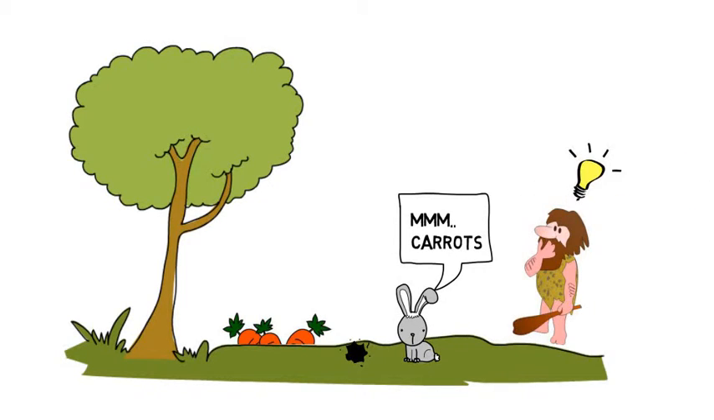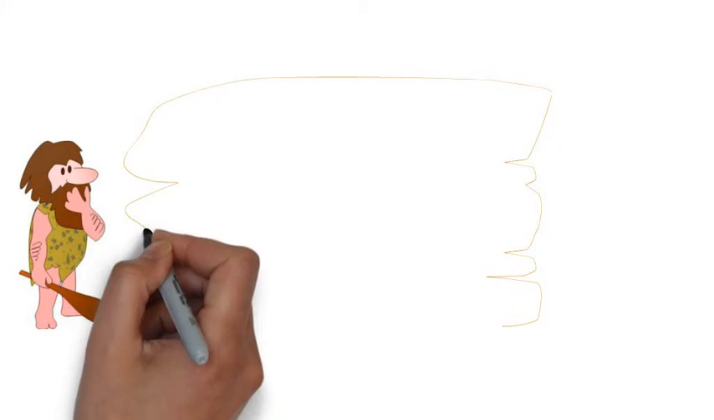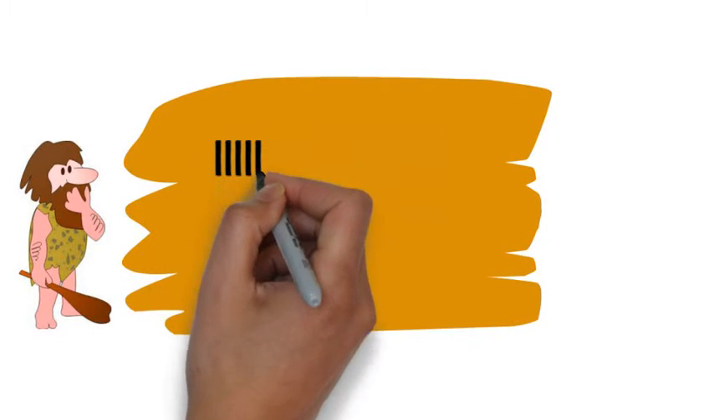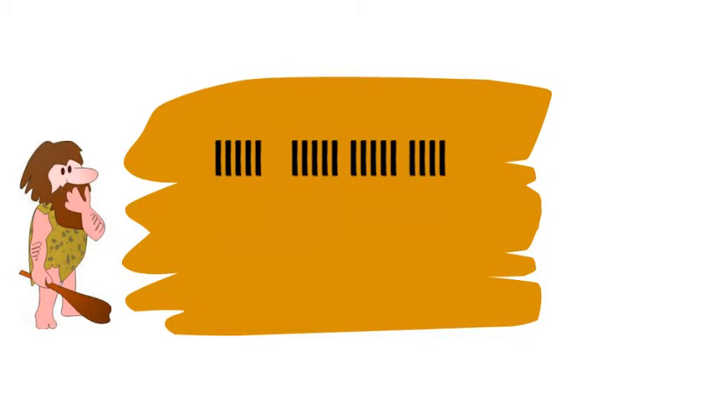Your first idea might be to draw a line right by each carrot. That way, if you come across a line with no carrot next to it, then you can be certain that there's a missing carrot. But what if someone steals a carrot and erases the line at the same time? To handle this, you might keep a record of these lines inside your cave or hut.